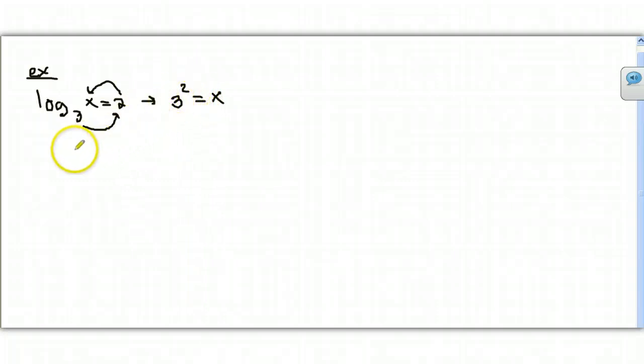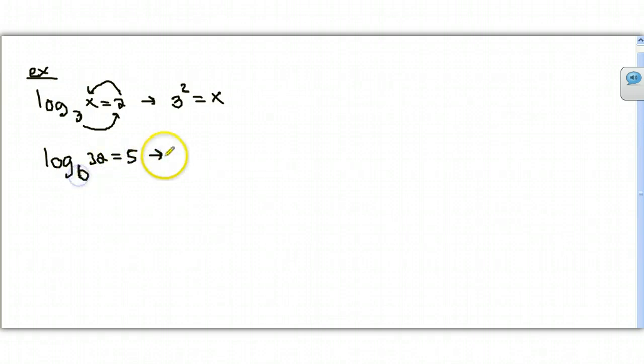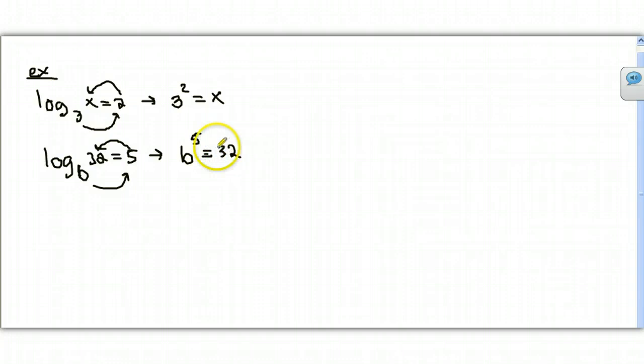So the next problem, we got log base b of 32 equal to 5. So how would you write that as an exponential? You do the arrows. And so what did the arrows tell you to say? You start with b, then 5. b to the 5th equal what? Equal 32. So y'all got the hang of that?